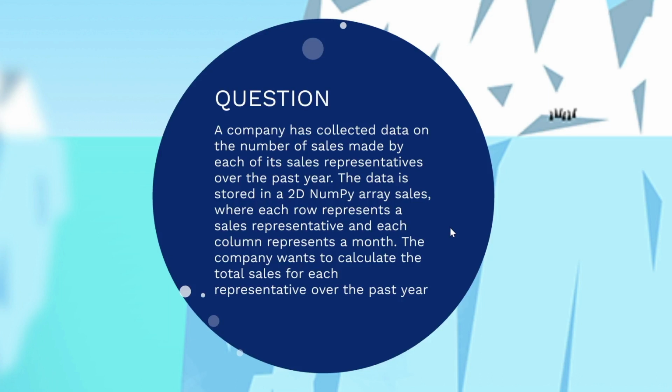The company wants to calculate the total sales for each representative over the past year. So we have certain months and certain sales representatives, and all we want to calculate is the total sales. This can be done using Excel or something of that kind, but I want you to use numpy. This is a very basic question for numpy. Though it might seem a bit difficult and tricky at first, believe me, it's just the summation of two arrays, and I hope you will be able to do this question.